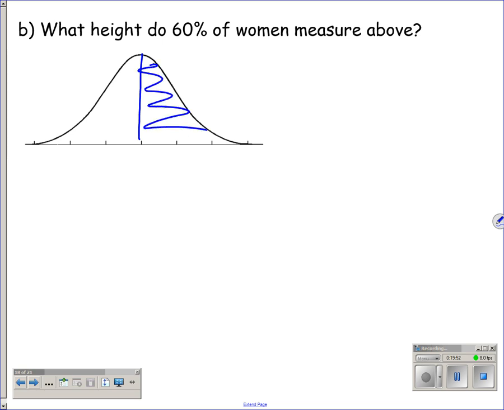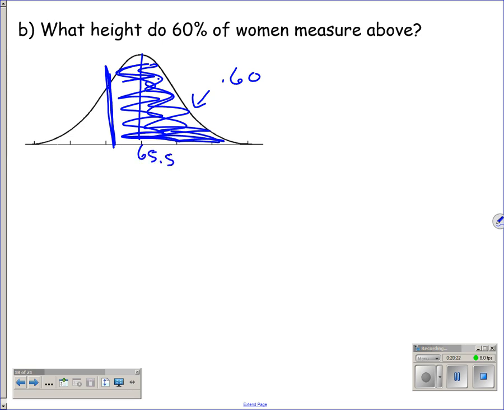50, right? Yeah. So if I'm talking about women being 60% above this value, is that value going to be to the right or to the left of this mean? To the left, yeah. It's 50% here. A little bit to the left here is going to give me an area of 0.6. See that? So I want to know the value that 60% of my women are going to measure above. And remember, the height was 65.5 for the mean.